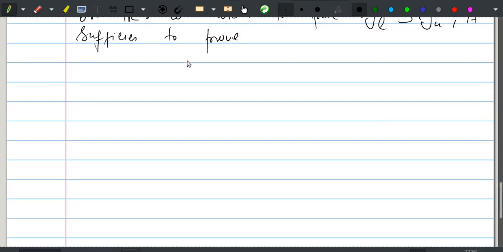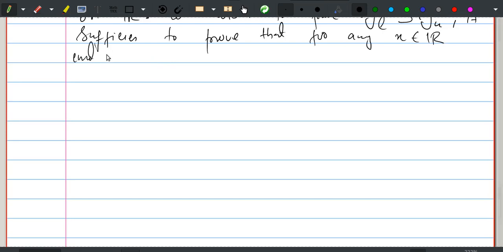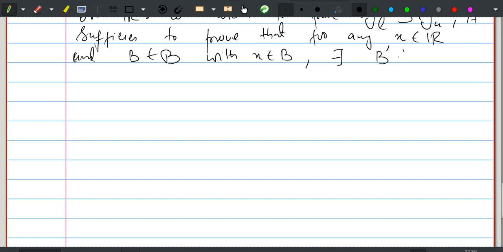So it suffices to prove that for any x in R and any B in B containing x, with x in B, we should be able to find B prime in B prime such that x is in B prime and this B prime is contained in B.